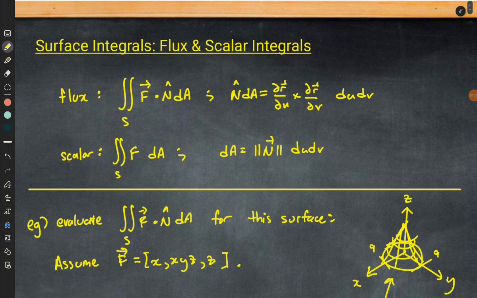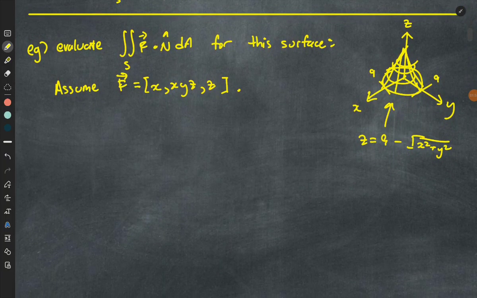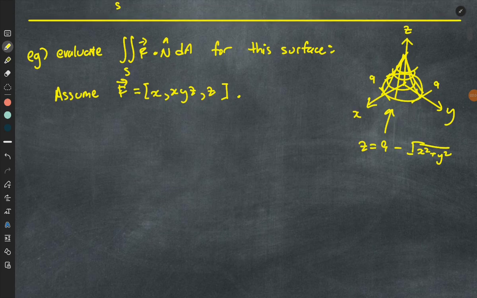So I'm just going to dive straight into the first example here. We're going to evaluate a flux integral for this surface that I've drawn here. It's a cone. It has a bottom radius of 9 and a top radius of 0 because it's a cone. It doesn't have a top radius. The vector field that we're going to be working with is x, y, z.